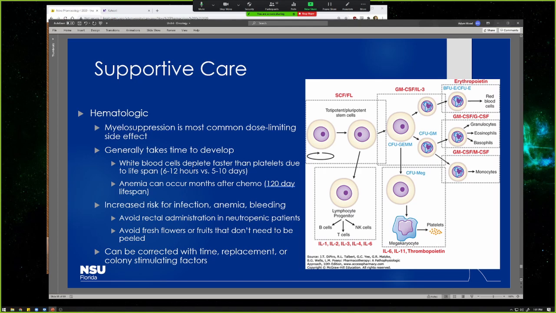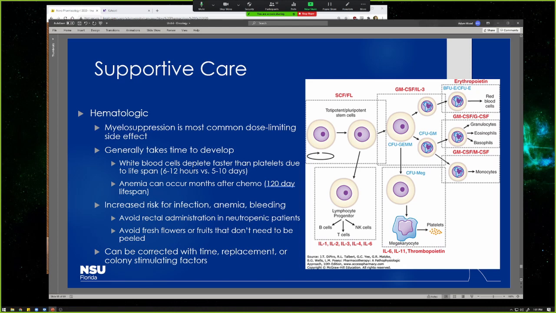But it's not just white counts. It's not just your platelets that are being affected. The red blood cells can be affected too. It's just they have a longer lifespan, so it takes longer for those things to be noted there. So anemia is certainly something you can also see for these patients. So there are bigger risks for bleeding, bigger risk for anemias, and bigger risk for infections, right?